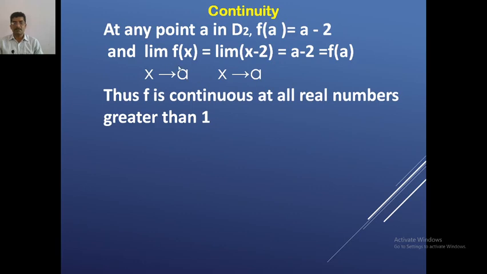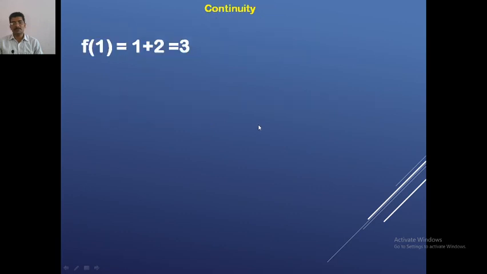Or simply you can say that at any point a in D2, f(x) is equal to x minus 2. X minus 2 is a polynomial function. All polynomial functions are continuous. Therefore, the given function is continuous at all real numbers greater than 1.